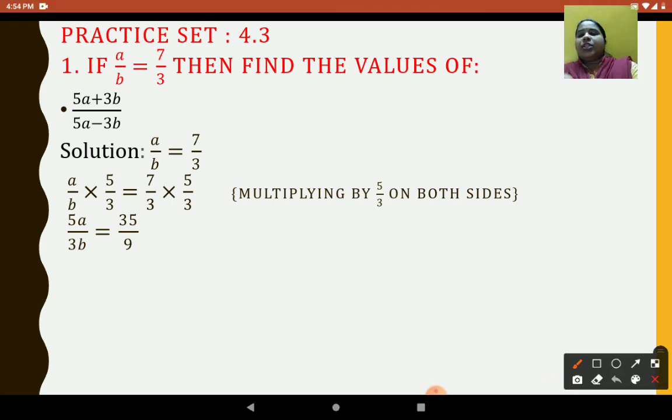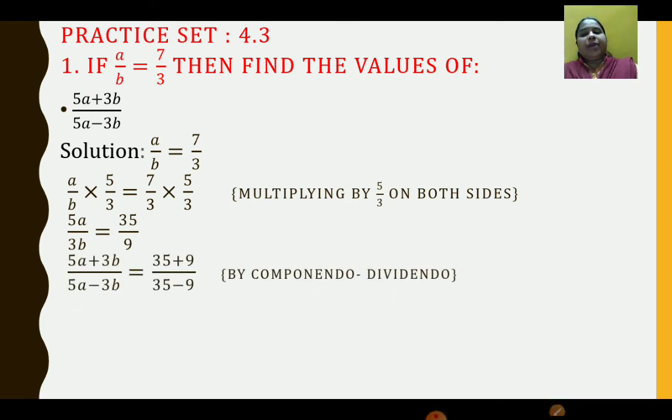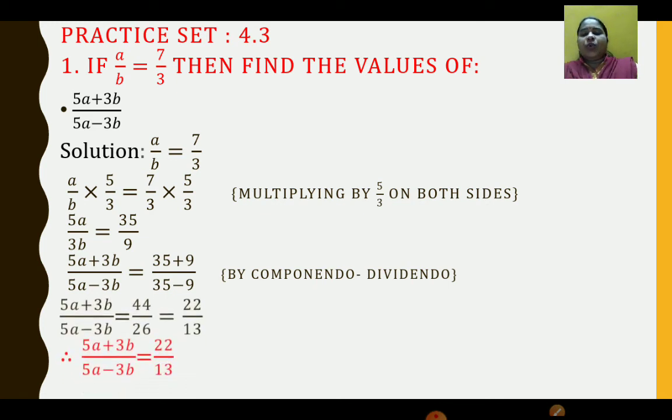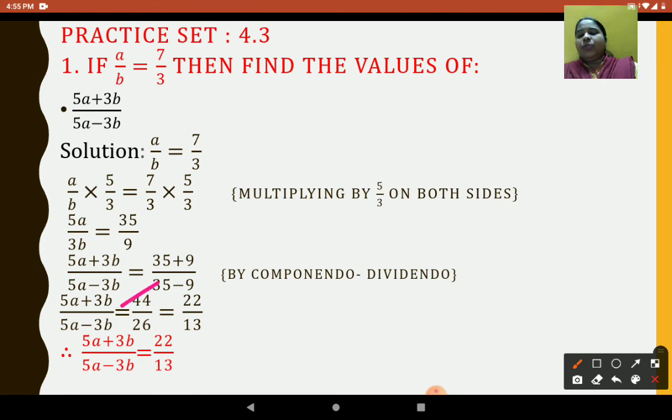Now looking at the question, since it is having plus and minus, I will use the property of componendo dividendo on both sides. So what should I write? 5a plus 3b upon 5a minus 3b is equal to 35 plus 9 upon 35 minus 9. So what should be the answer? 44 upon 26, which can be reduced by, yes, which table? 2. 2 22s are 44 and 2 13s are 26. So we get it as 22 upon 13. I hope this concept is clear now. The first part of the first question is done here. The ratio is 22 upon 13.